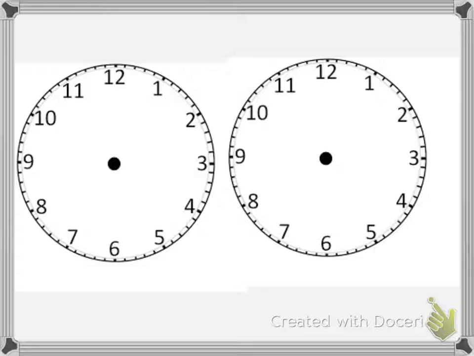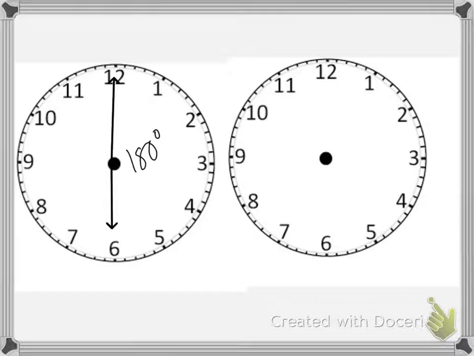If I wanted to show a straight angle on the clock, I would draw a line, with my minute hand pointing right up at 12 and my hour hand pointing right down at 6. So that's a straight angle, and a straight angle has 180 degrees.